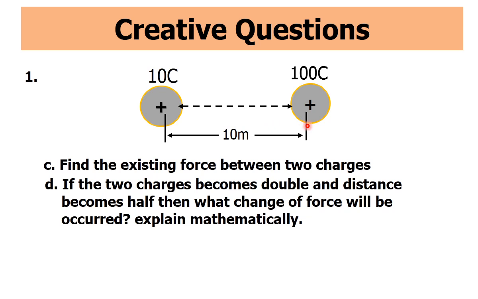in the diagram you can see two charged bodies. The first charge is given as 10 coulomb and the second charge is 100 coulomb. The distance between the two charges is given as 10 meter. Question C is: find the existing force between the two charges. Question D is: if the two charged bodies become double and the distance becomes half, then what will be the change of force?